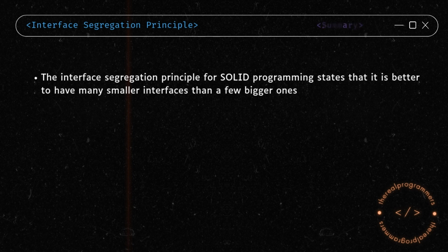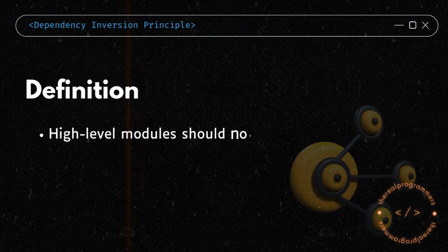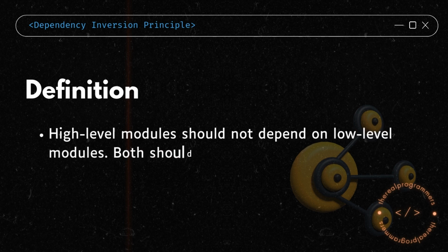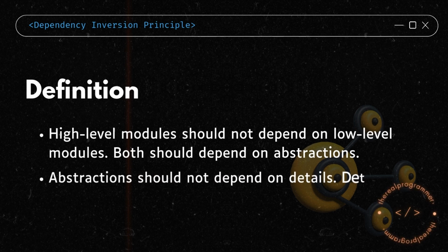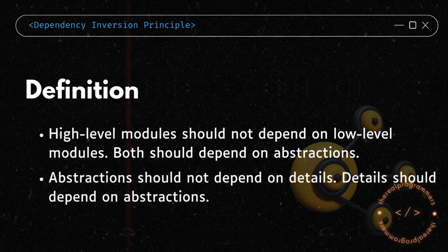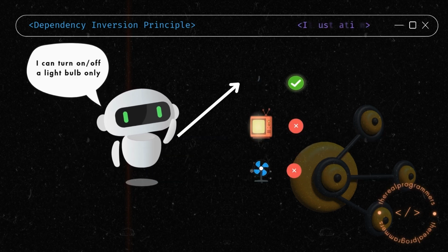Let's move to the last principle on the list. The next principle is the dependency inversion principle, or DIP in short. It states that the high-level modules should not depend on the low-level modules, rather both should depend on abstraction. And abstractions should not depend on details, and details should only depend on abstractions. Let's try to understand this with the help of illustrations.